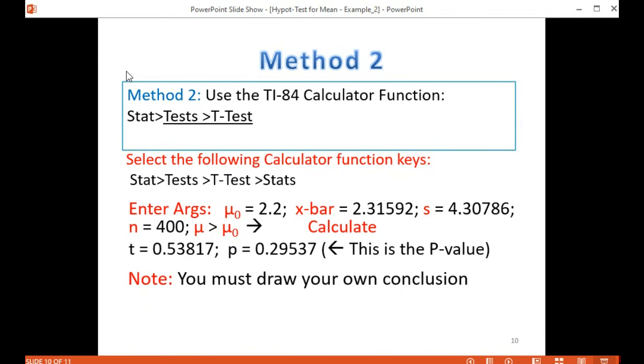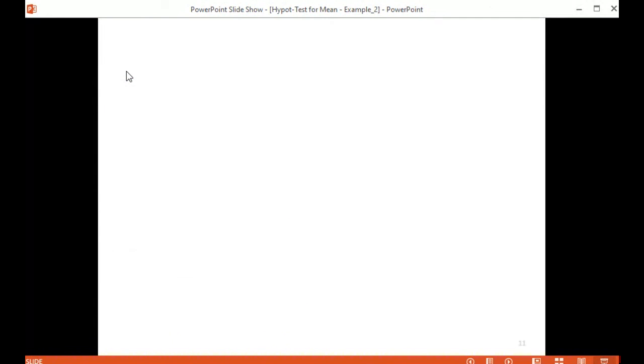So notice also that you must draw your own conclusion. The calculator will not draw the conclusion for you. So you would have to do a test. In other words, you have to compare P value to alpha. And remember that if P is low, if P is less than alpha, the null hypothesis must go. So you would reject the null hypothesis. Whereas if P is high, meaning P is bigger than alpha, then you will fail to reject, and that's the jargon that you use, fail to reject the null hypothesis.